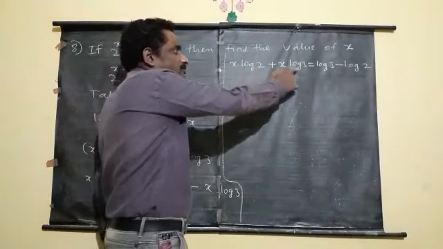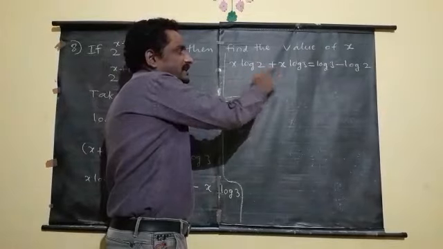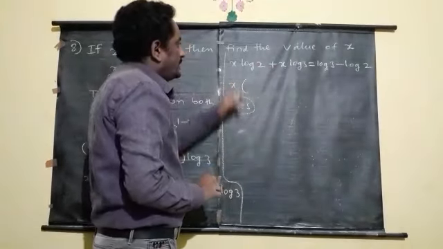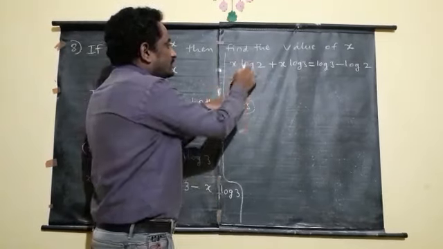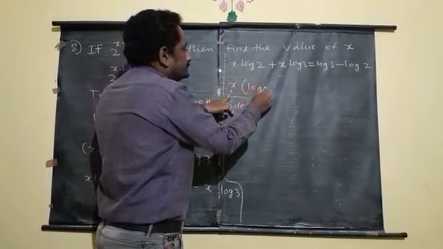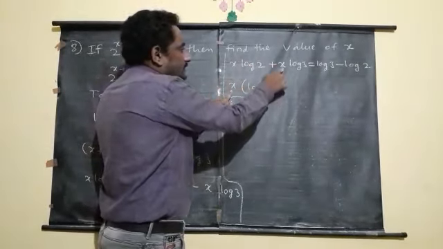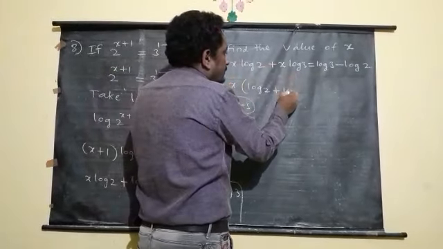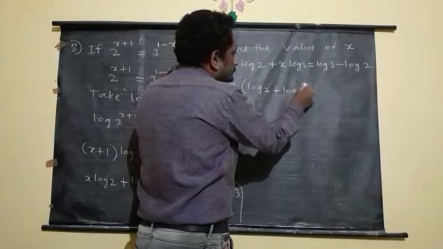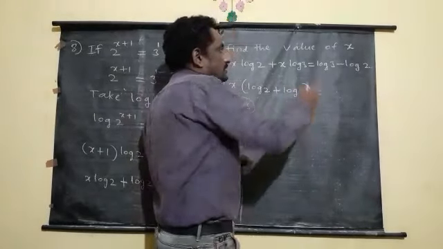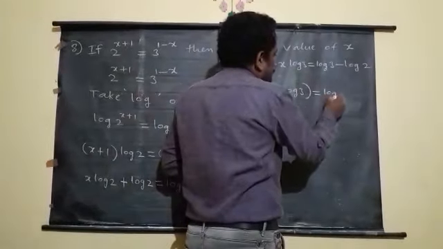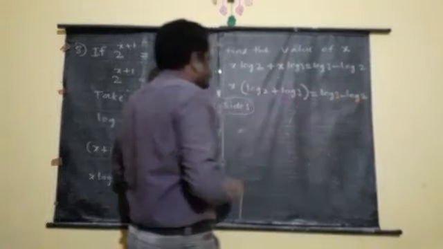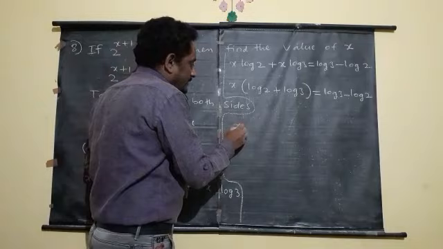See now in these two terms x is common, we can take x common. If we take x common, x log 2 means x came here, log 2 inside. Instead of plus, this is x we have taken common here, so log 3 inside, is equal to log 3 minus log 2.